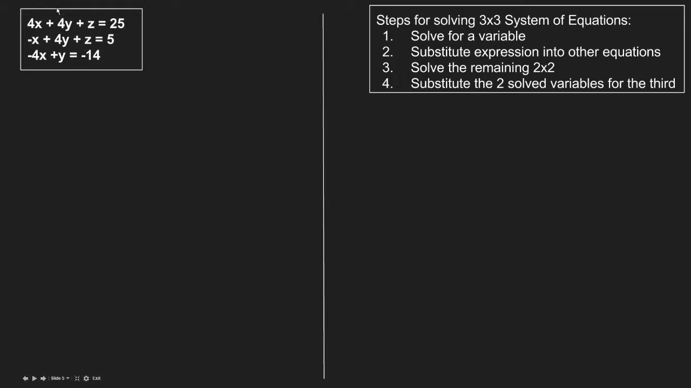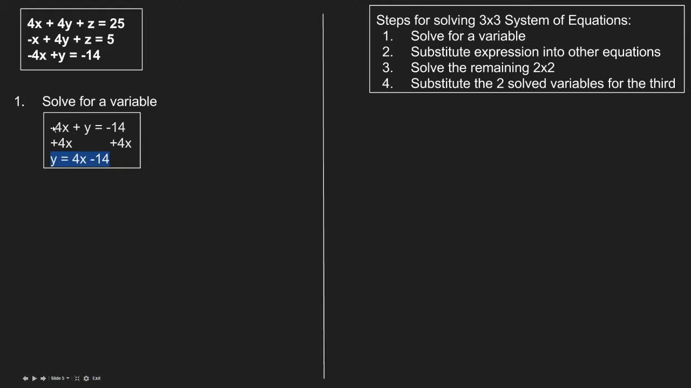So the first problem we're going to do here, you have your three equations: 4x plus 4y plus z equals 25, negative x plus 4y plus z equals 5, negative 4x plus y equals negative 14. So we're going to solve for a variable, and the easiest one to solve for out of these is negative 4x plus y equals negative 14. So we're going to want to solve for y. That's the easiest one to solve for.